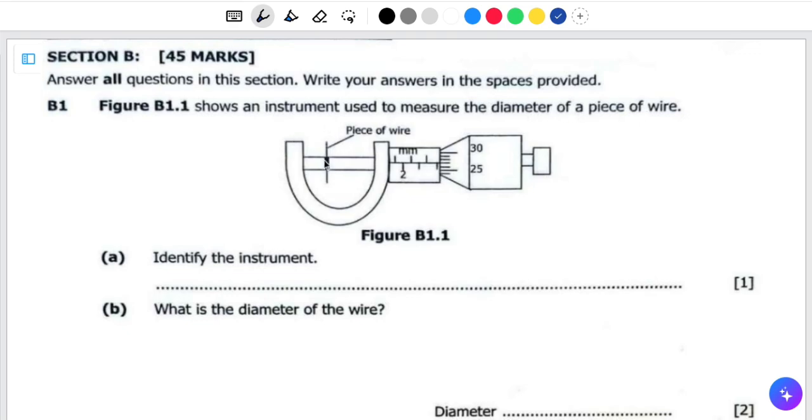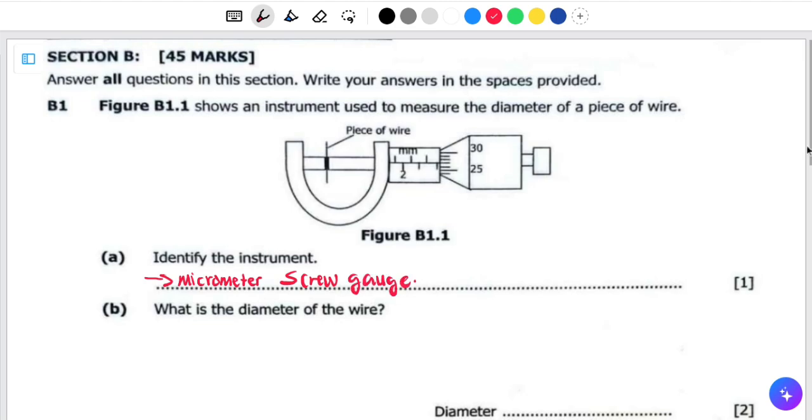So we have a piece of wire being measured, and this instrument is in millimeters. The first question is asking us to identify the instrument. So the screw gauge. We also have the vernier calipers. For the vernier calipers, it measures the length of objects as well as the internal diameter of objects. So we have the micrometer screw gauge as the answer.